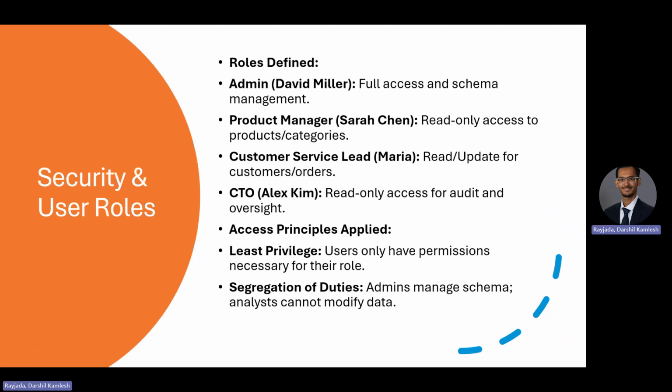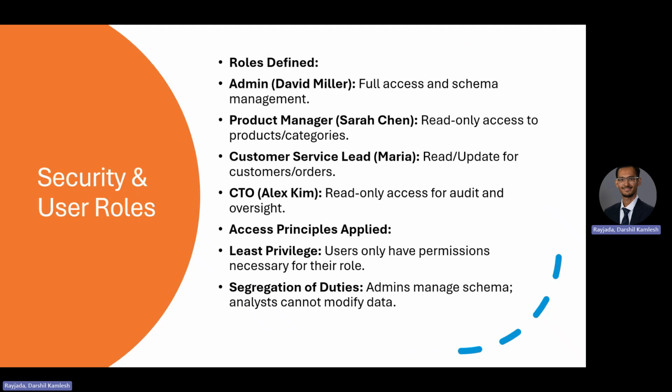He can add, update, edit, delete, select anything. He can drop, truncate, whatever he wants. The product manager only has read access to the products and categories tables. In the same way, the CTO Alex can only read, for audit and oversight purposes, but everything can only be read. Okay, so that's the purpose.